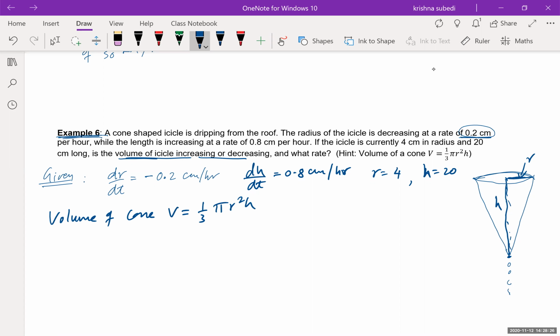Now step 4 is differentiate both sides with respect to t. So dV over dt equals d over dt of, I can write that pi over 3, because pi over 3 is just a constant, and then d over dt of r square and h. Now we want to find the derivative of r square and h using the product rule.